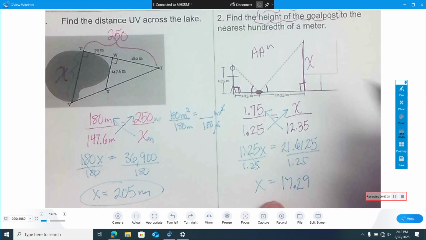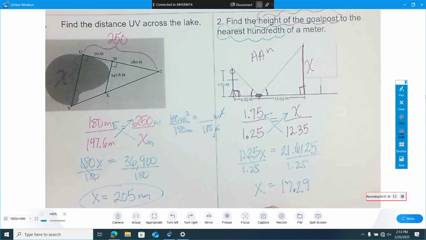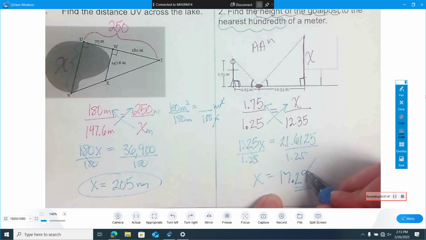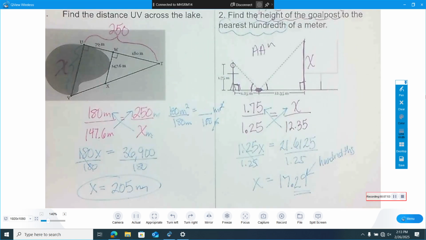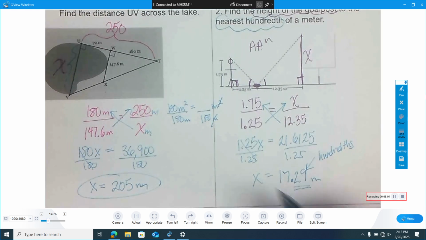17.29. Now, it says to round to the nearest hundredths of a meter. Hundredths means 2 decimal places. So we want the 2 decimal places. Okay, that position is the hundredths. All right, so keep it 17.29. There was nothing after that 9, right? It stopped? Yeah. Okay, good. So there we go. So this is meters, 17.29 meters.